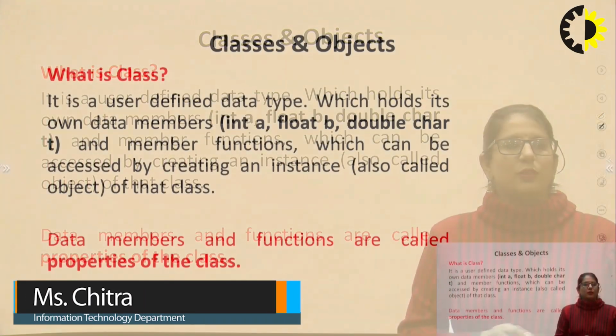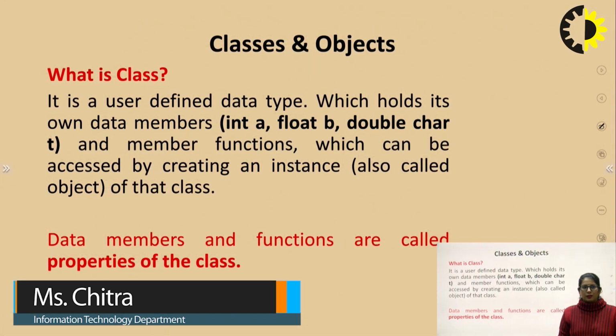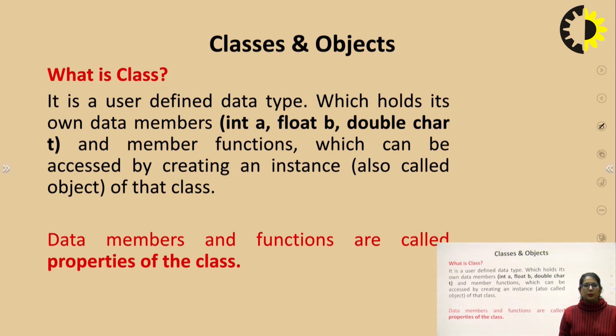What are classes and objects? Basically, what is a class? A class is a user-defined data type that holds its own data members. For example, if you have a data member of integer type, you have A; of float type, B; or a double, or a char type, T. These are all known as data members. The variables which you declare will be accessed by creating an instance. Here, an instance is basically the object of that class. With the help of that, we can access its data members.